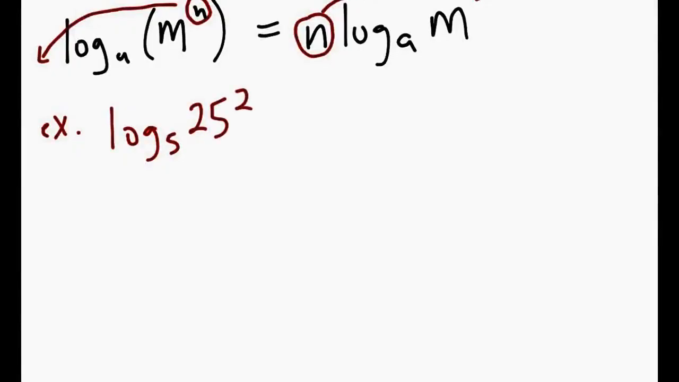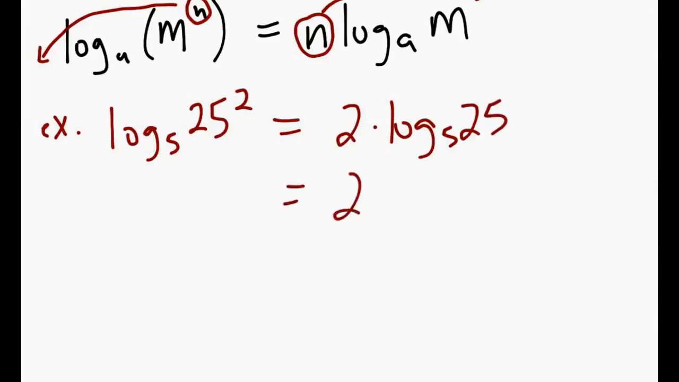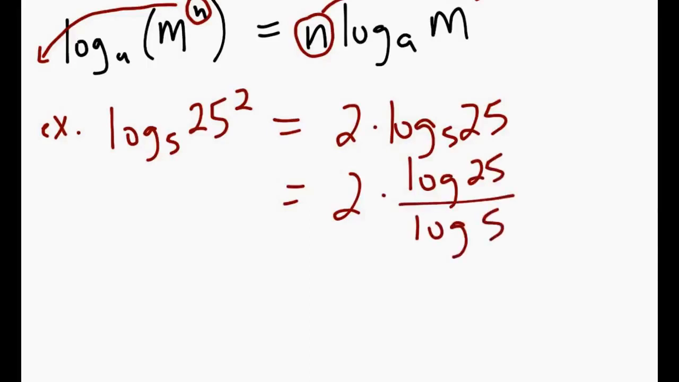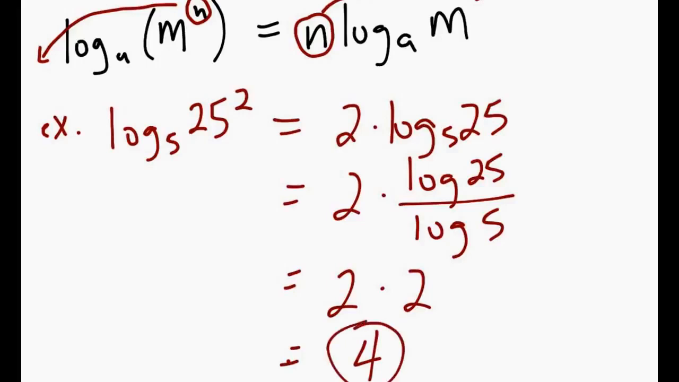So let's look at an example for this one, and you'll see how it works. It's very, very handy, and you're going to use this formula quite a bit. So log 5 of 25 squared, if that was the question, we can rewrite it as 2 times log 5 of 25. And then we can just solve the log part, so log 25 divided by log 5. If you do that on your calculator, log 25 divided by log 5 is 2, so that'd be the same thing as 2 times 2, which is 4. So that's how that one works.